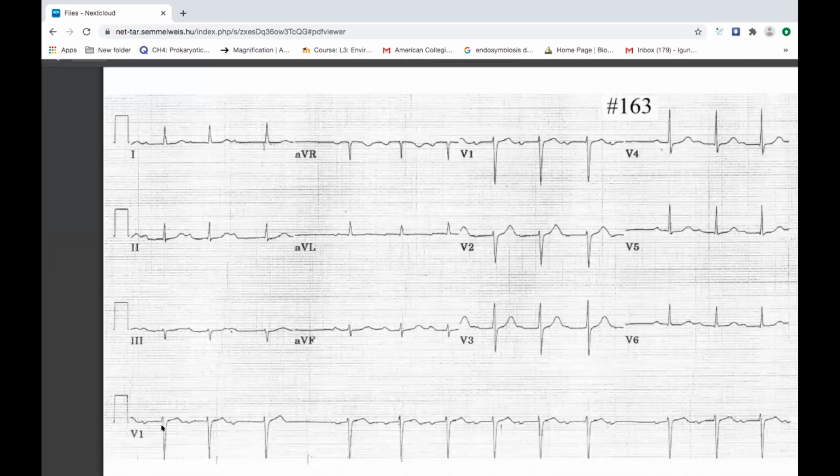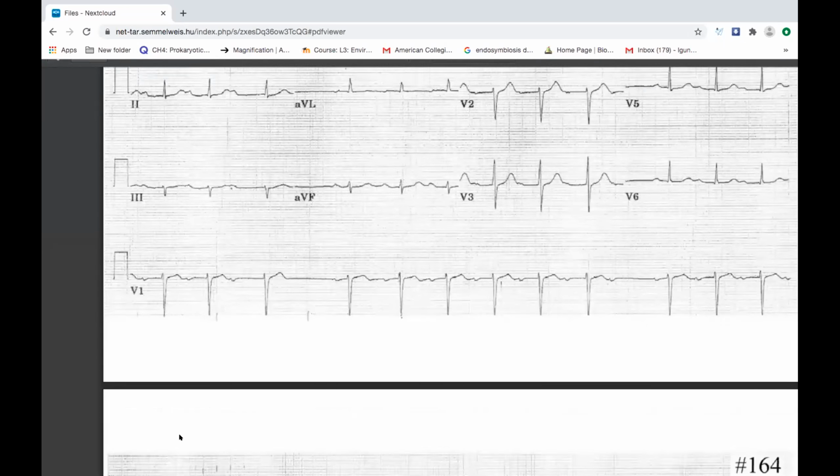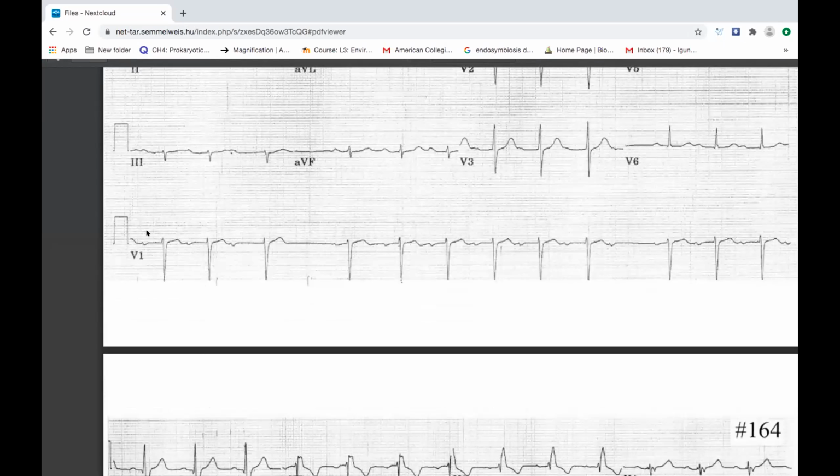So look at the PP interval. P, P, P, P. See, something happened here because the PPs are not equal. This bit is not a conducted bit. Yeah. It's not, so that's why it's a second degree Mobitz type 1. No. This is not conducted. Okay, this is not conducted.